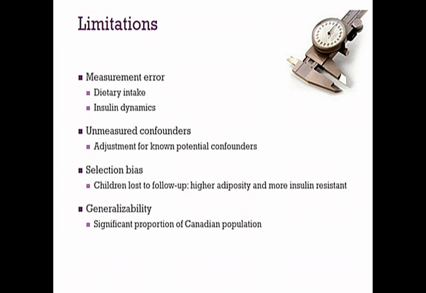In terms of confounding, we adjusted for known potential confounders, but there could be unmeasured confounders that bias the association. There's a potential for selection bias because we know that in the QUALITY cohort, the children who were lost to follow-up had a higher adiposity and were more insulin resistant at baseline. And in terms of generalizability, QUALITY is a cohort of Caucasian youth with at least one obese parent, so we know that we cannot generalize the findings to the entire Canadian population, but at least to a significant proportion of the population.